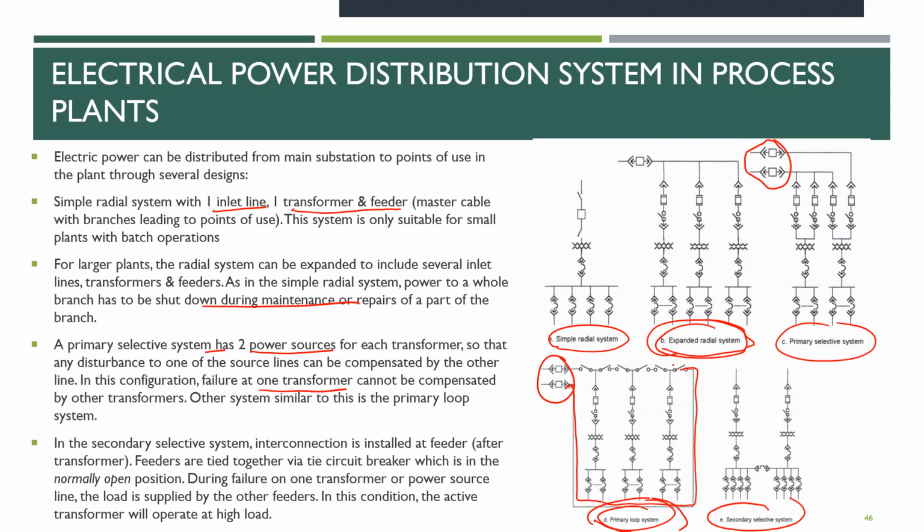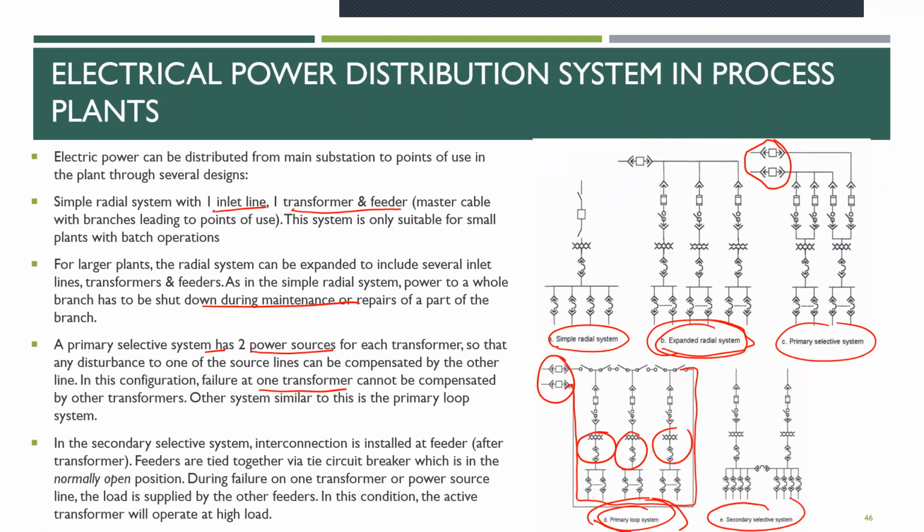The advantage of this loop system is that if there is a failure of one transformer or feeder, it will not cause one part of the facility to experience a loss of service. The other feeder or transformer can act as a backup or be maintained without causing a loss of service.